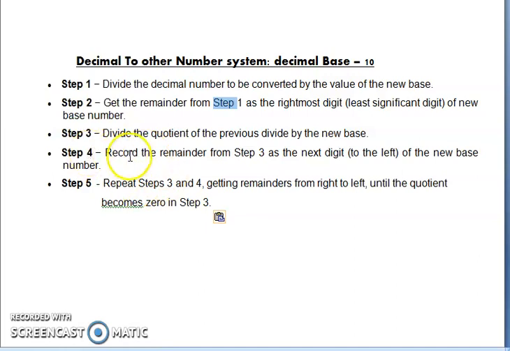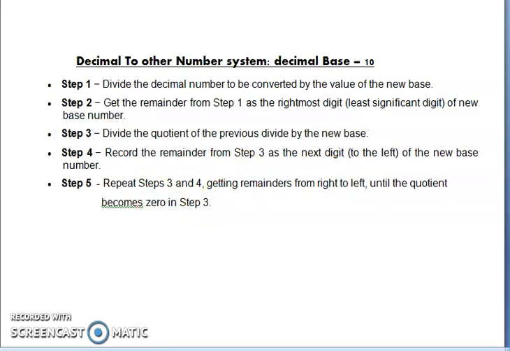Next, step 4, record the remainder from step 3 as the next digit of the new base number. Similarly, repeat step 3 and step 4. This process is repeated until the quotient becomes 0 in step 3. So that is the process.